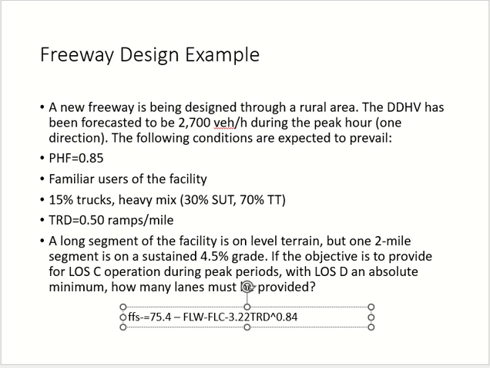Now FLW is a factor for lane width. FLC is a factor for lateral clearance. Are these values given in the question? Lateral clearance and lane width, are they given? And what is the reason they are not given? There is a reason behind it. They cannot give it. And why is that? It's a new highway, right? It's not existing. So how can they give it for something which they are designing?